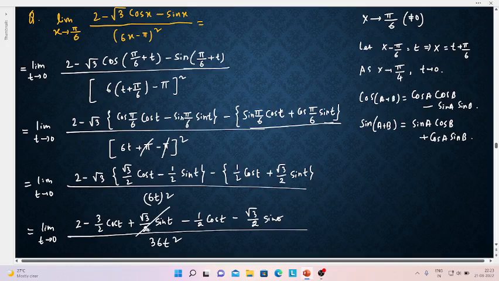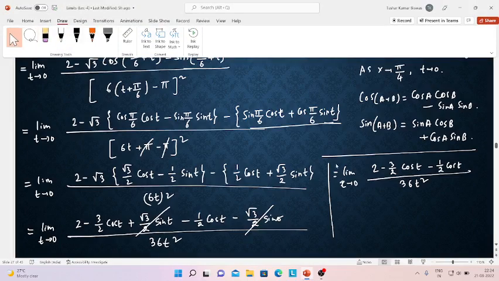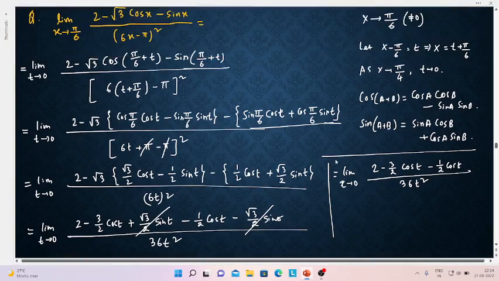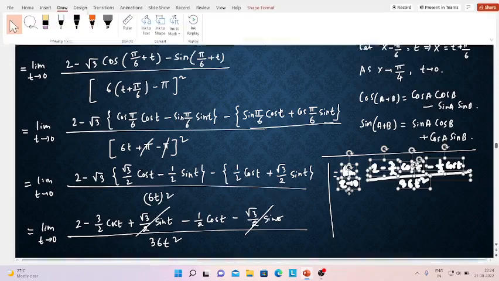So here you can see that root 3 by 2 sin t and minus root 3 by 2 sin t will cancel out, and we have limit t tends to 0. On the numerator we have 2 minus 3 by 2 cos t minus half cos t, and on the denominator we have 36 t square. So let me copy this and move to another slide, because we don't have that much space in this particular slide.